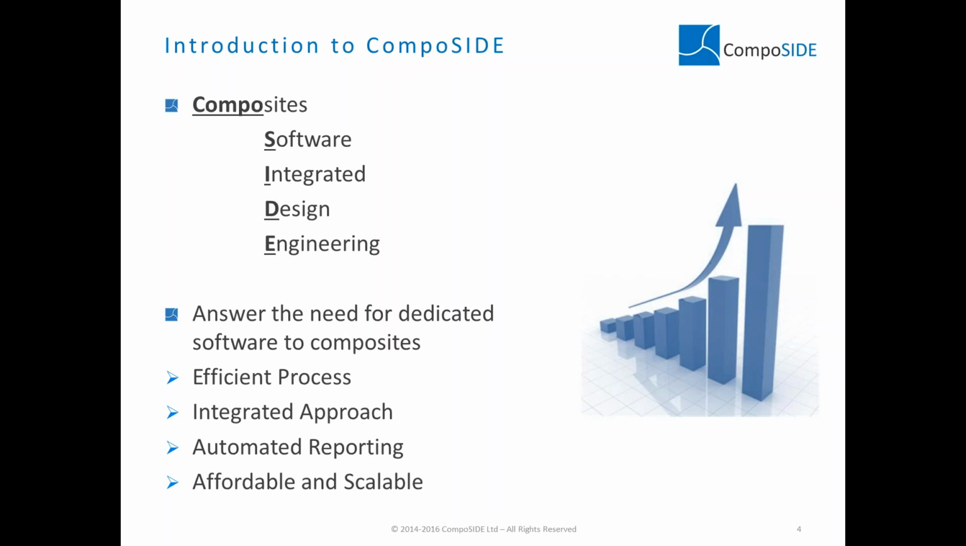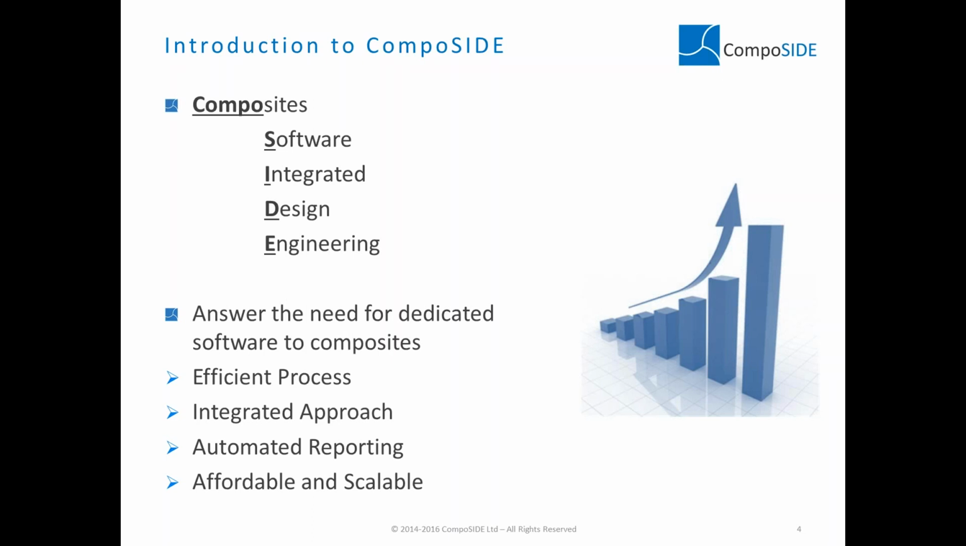Now, the software was developed by composite engineers and composite experts that had identified a gap in the market for a dedicated software for composites applications. Since its conception, it has been developed to provide a highly efficient design process from the product conception to the detailed design. And the integrated approach means that we are able to cover all of the product development, from the material selection down to the provision of laminate tables, for example.